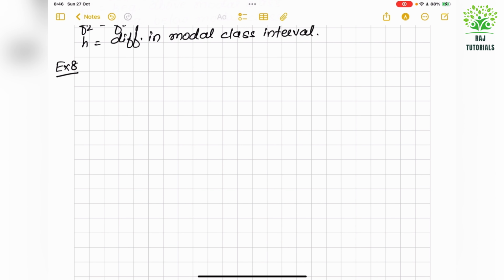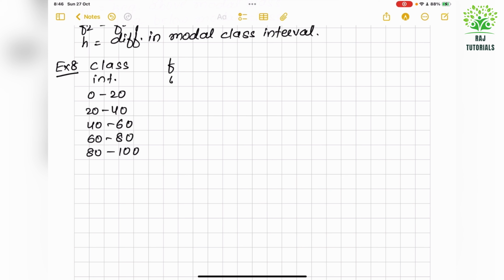So see, class interval and F will be given to me here. So 0 to 20, 20 to 40, 40 to 60, 60 to 80, 80 to 100. And the values given to me are 4, 8, 6, 7 and 5. So see how I will find the modal class. I will select the maximum value. So maximum value is 8. So this will be my modal class. So maximum value class will be modal class.